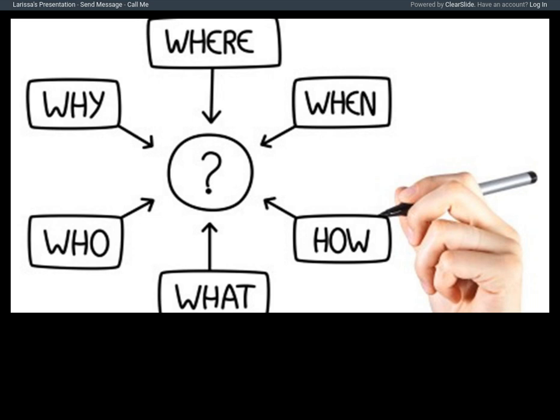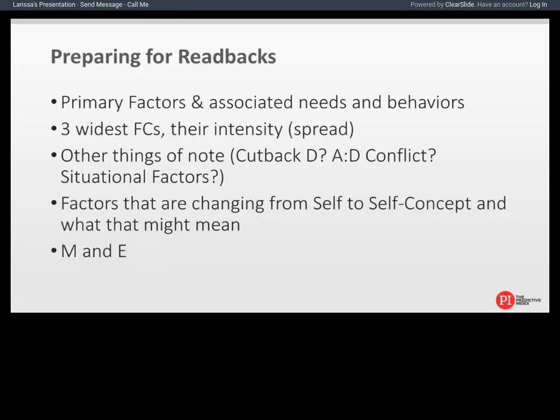All right. So, preparing for readbacks. From my perspective, the prep is what's going to make it feel more comfortable for you. If you know what you're talking about, it's going to come out nice and easy. These are just some high-level suggestions that we give when you're preparing for a readback. What we look at are the primary factors, the 4 factors, and what the associated needs and behaviors are. Those primary factors, again, are dominance, extroversion, patience, and formality, the A, B, C, and D.